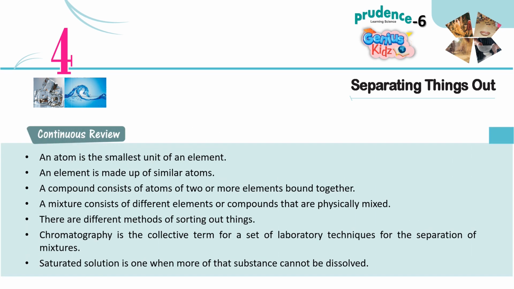Continuous review. An atom is the smallest unit of an element. An element is made up of similar atoms. A compound consists of atoms of two or more elements bound together. A mixture consists of different elements or compounds that are physically mixed. There are different methods of sorting out things. Chromatography is the collective term for a set of laboratory techniques for the separation of mixtures. A saturated solution is one in which more of that substance cannot be dissolved.